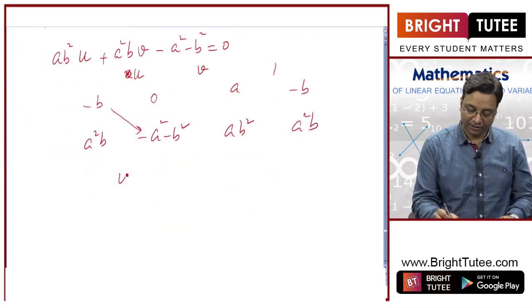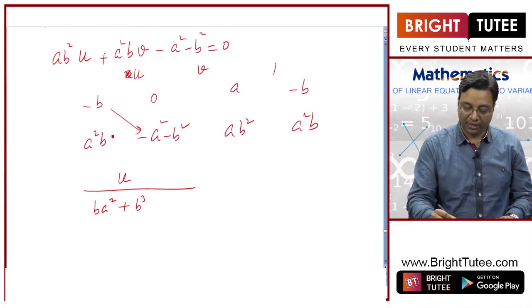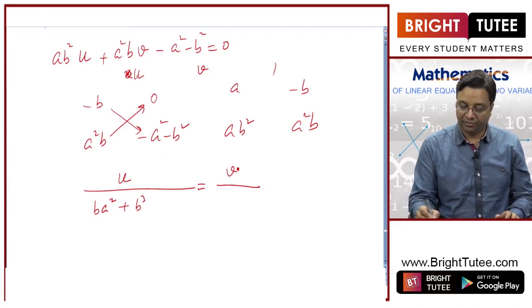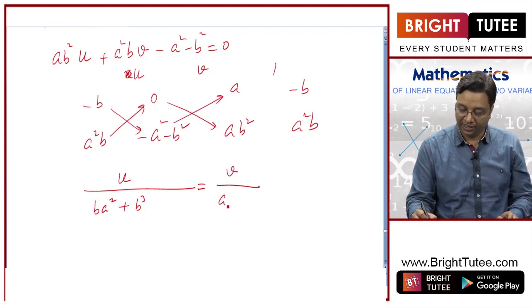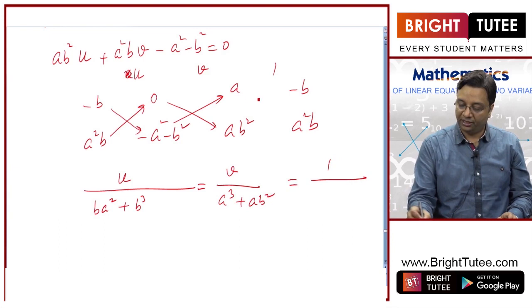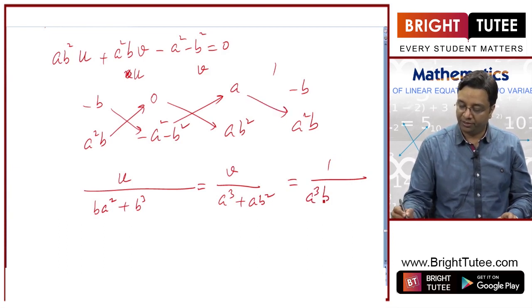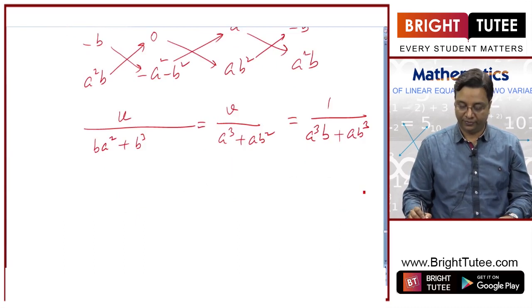So I will multiply this u divided by this product, which is b a square plus b cube minus 0, so I leave it like that, is equal to v divided by this product, which is 0, and then minus of this product. So minus of minus will become plus a cube and plus ab square. It is equal to 1 divided by this product, which is a cubed b minus of this product. So minus of minus will come plus a b cubed, right.